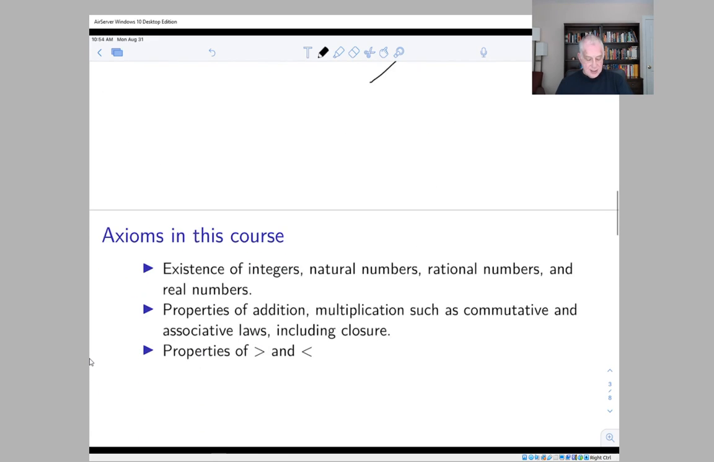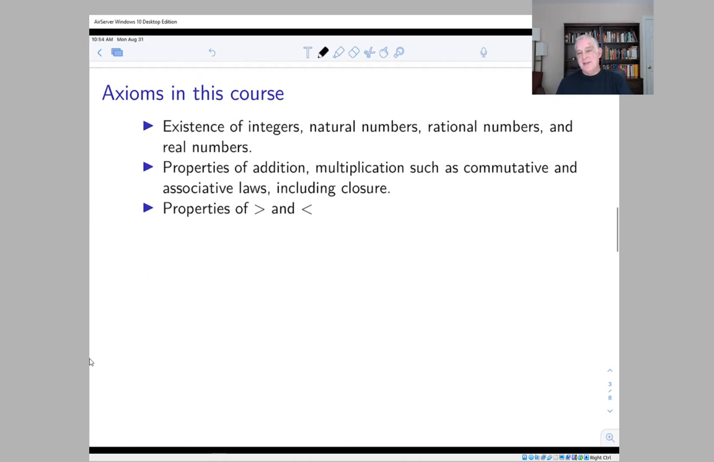Okay. So what do we rely on in this course as axioms? Well, we take for granted the existence of the integers, the natural numbers, the rational numbers, and the real numbers. We take for granted set theory, or at least naive set theory. We take for granted things like the intersection, the Cartesian product, the union, the set difference. We also take for granted the properties of addition and multiplication, like the commutative and associative laws.